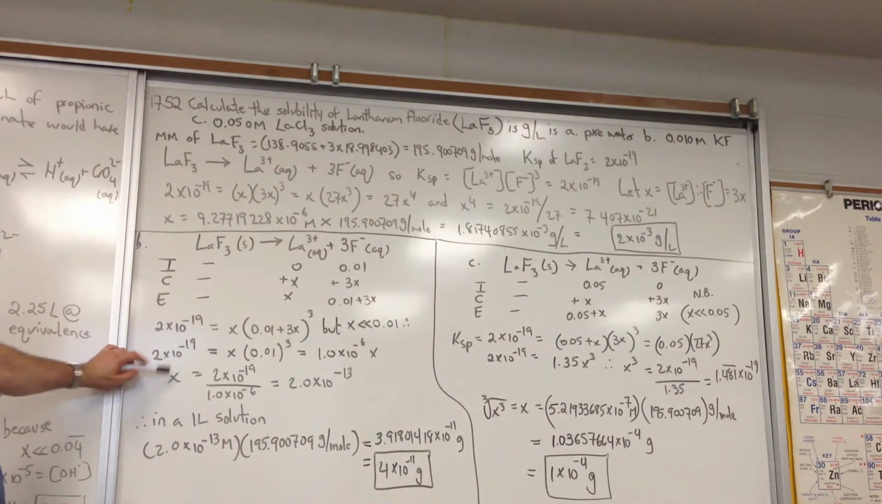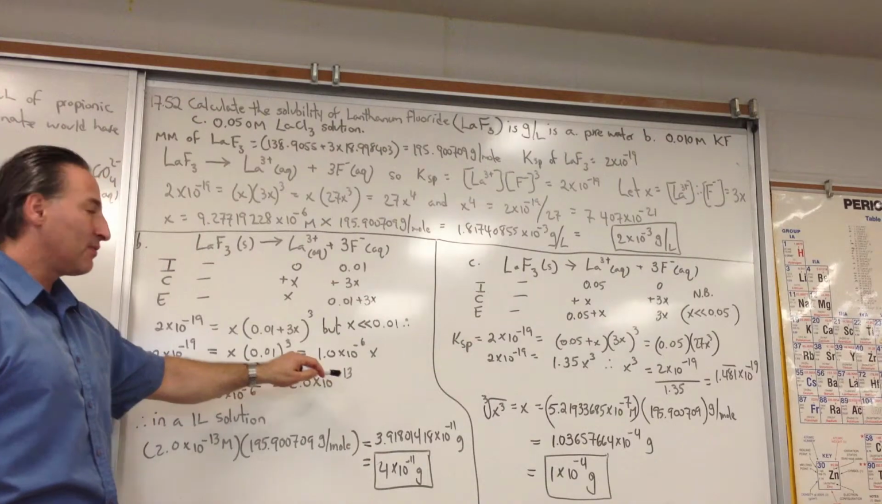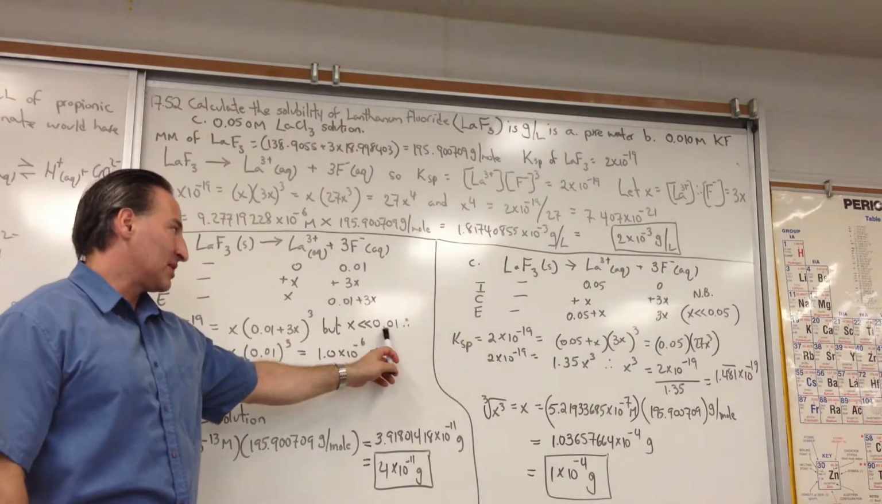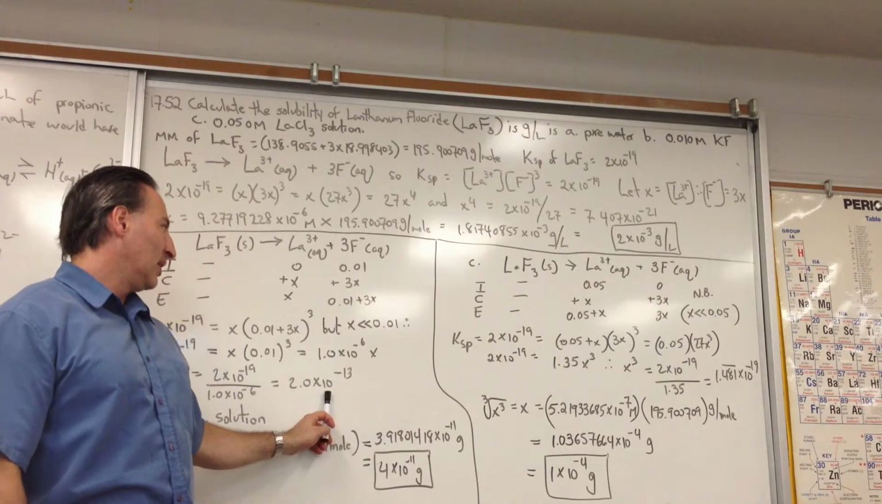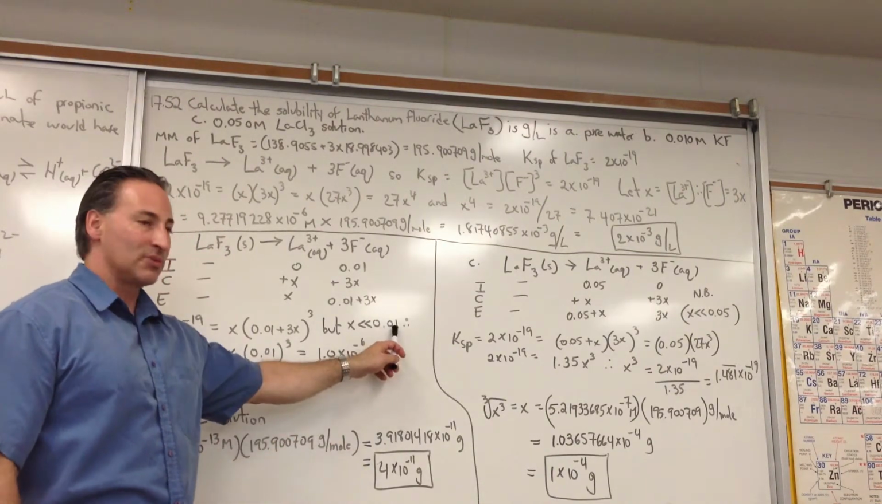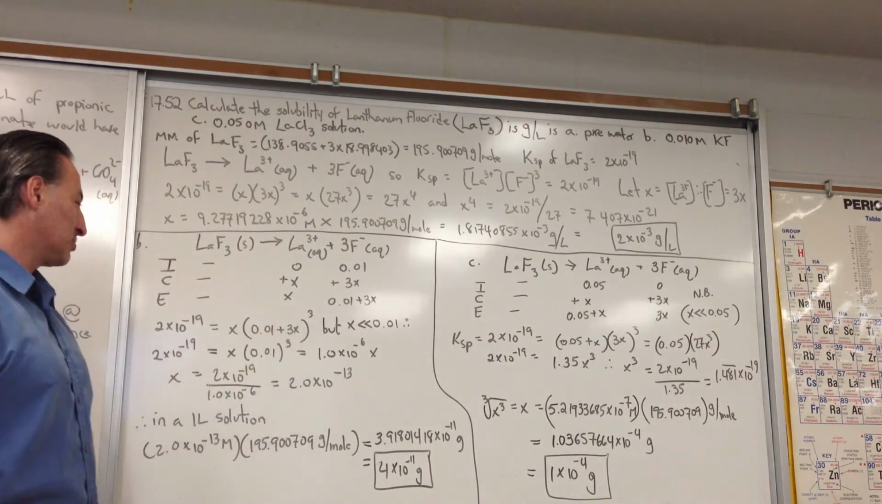When we solve for x, we find that x is equal to 2.0 times 10 to the minus 13, which confirms my hypothesis that x would be way smaller than 0.01. This number is 12 orders of magnitude smaller. That's a trillion times smaller. So our calculation is not rendered inaccurate by ignoring the 3x part.